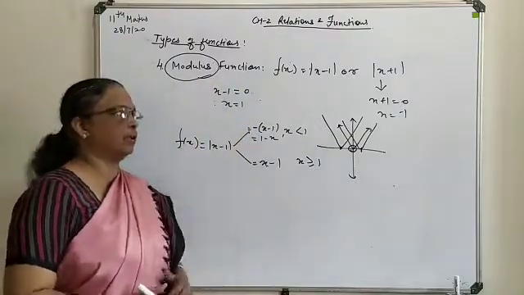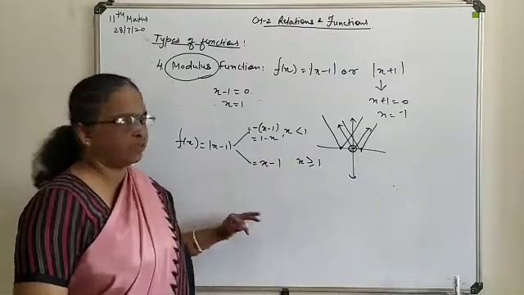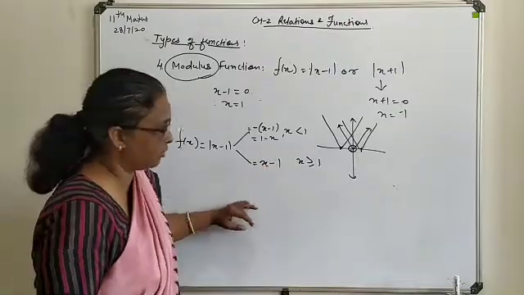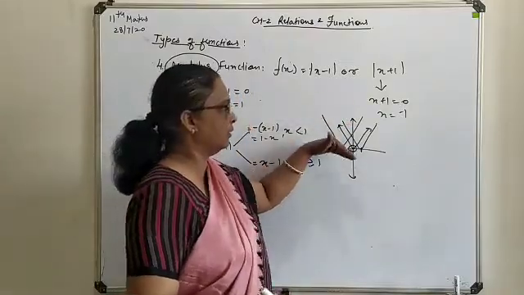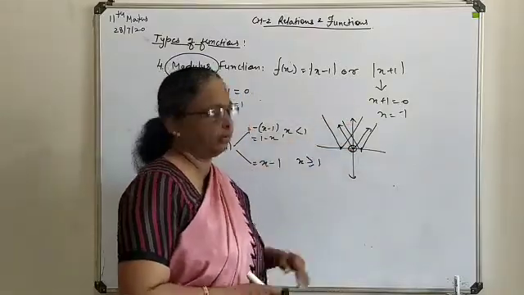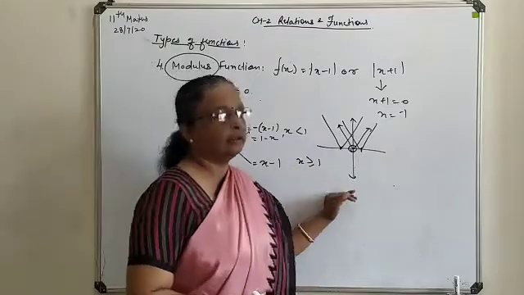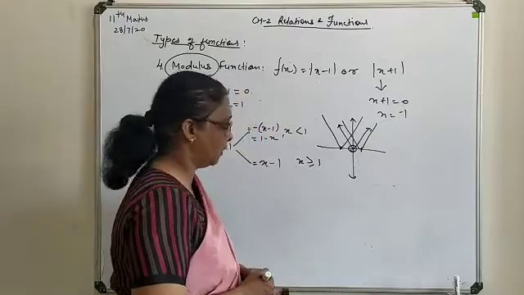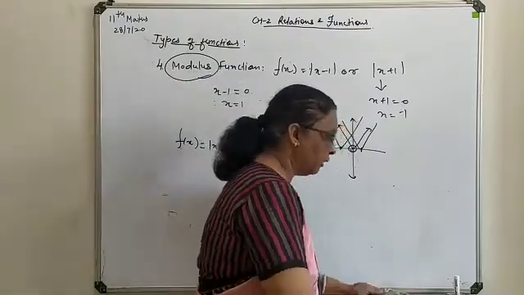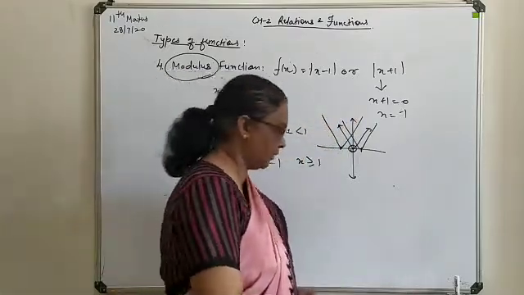It will be symmetrical about the y-axis. Symmetrical about the y-axis in positive direction means what? In the upper half of this horizontal line, the curve will be symmetric. None of the values you will get in a negative direction. So this is all about the different types of combinations you have to deal with regarding modulus function.